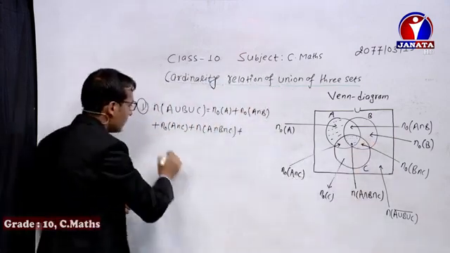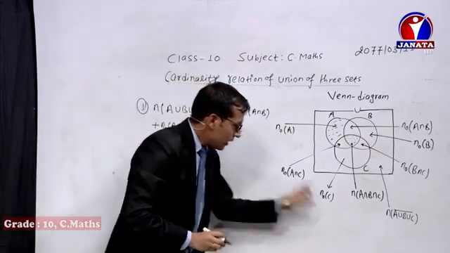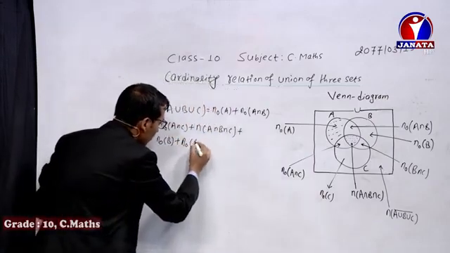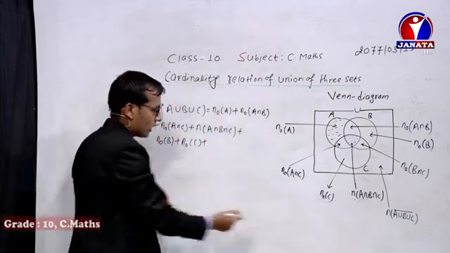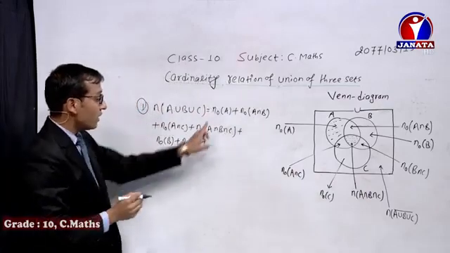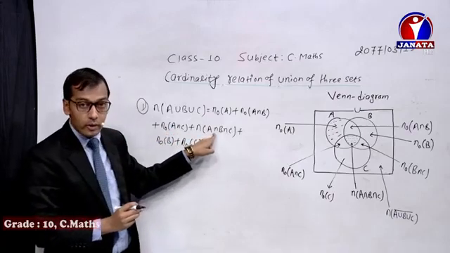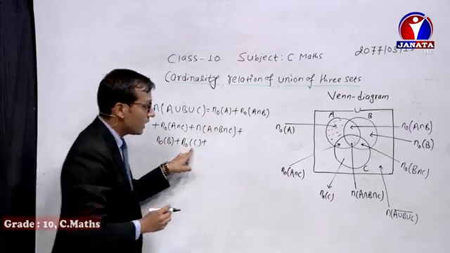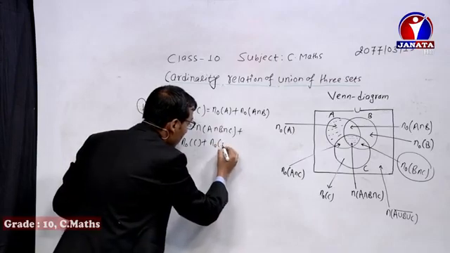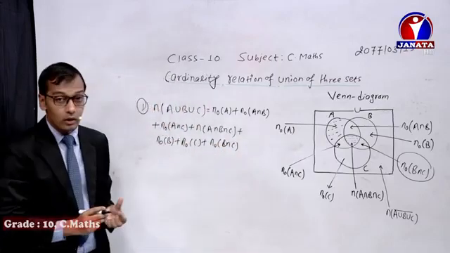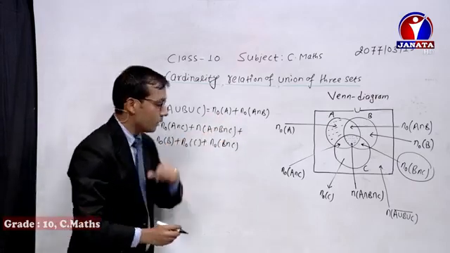n only B plus n only C, and next is n A intersection. Okay, this is already mentioned here. Let's see which one is missing. n only A, n only A intersection B, n only A intersection C, the intersection of all three subsets, n only B, n only C, and the next one is n only B intersection C. There should be a total of 7 different set notations: 1, 2, 3, 4, 5, 6, 7.